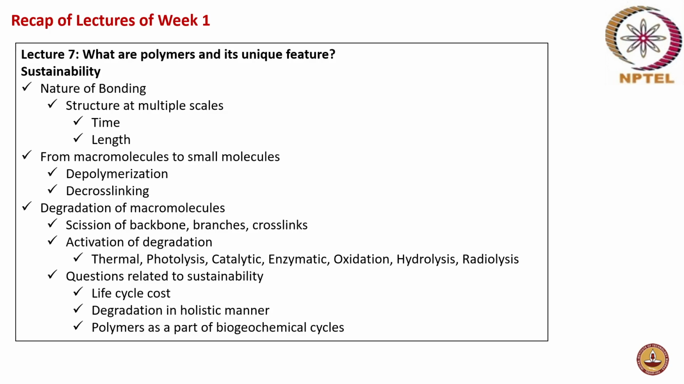And lecture 7 was on the sustainability aspect, the nature of bonding, the structure at multiple scales, like time and length scales involved in polymers, since the molecules are very giant. And then from macromolecules to small molecules, how can you depolymerize or de-crosslink in terms of sustainability aspect, right? And then the degradation of macromolecules, like scission of backbone, branches, crosslinks, and activation of degradation.